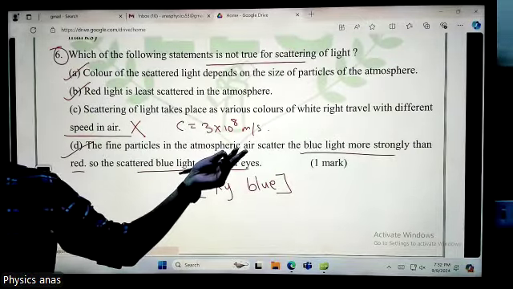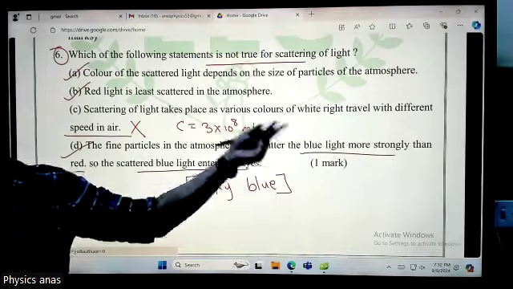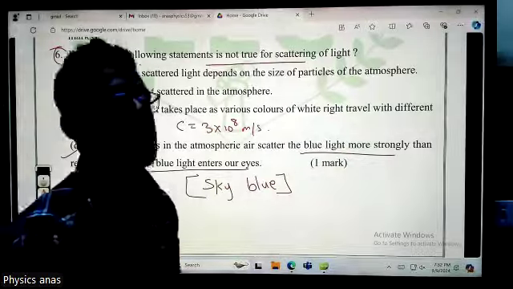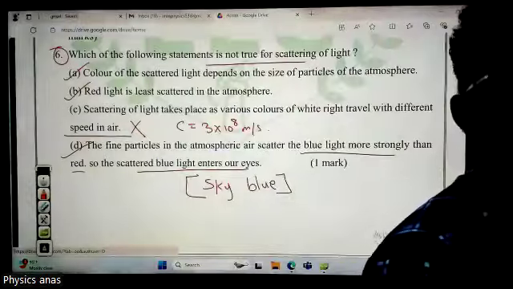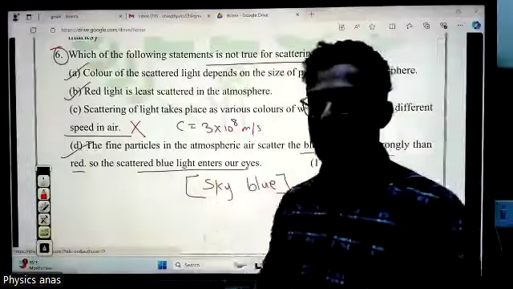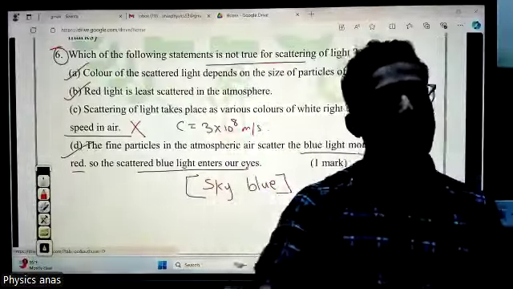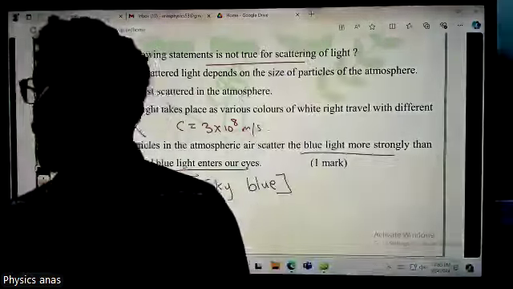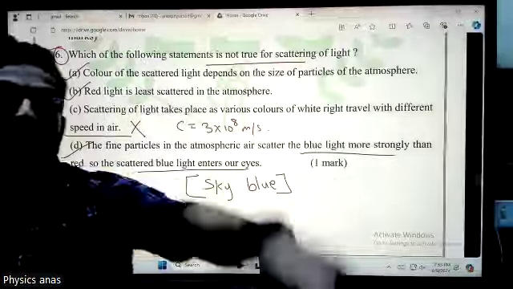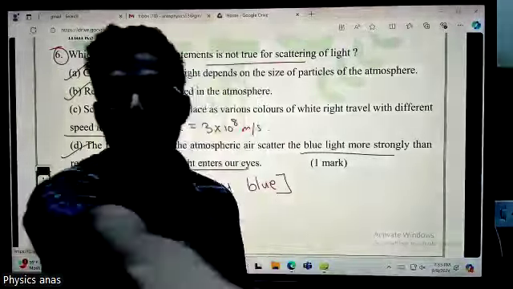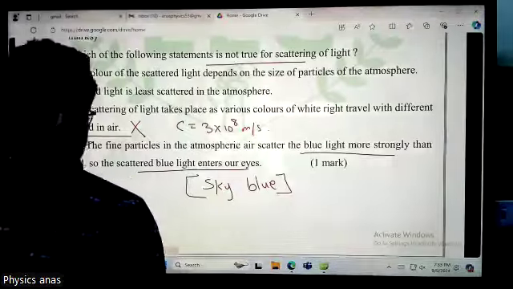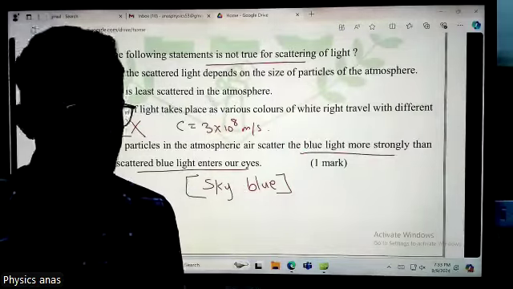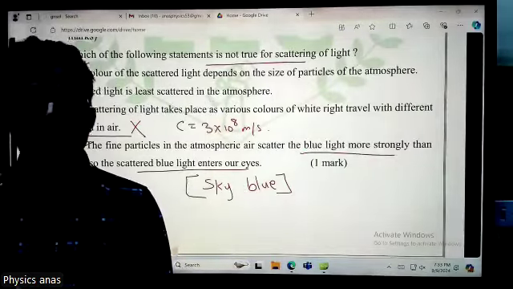Speed of light in vacuum is nearly equal to speed of light in air. So it is almost equal to 3 into 10 raised to 8 meter per second. That means red will have this speed, violet will have this speed, blue will have this speed. Every color will have the same speed if it is traveling through air. If it is trying to pass through another medium, speed changes. That is the cause of refraction.